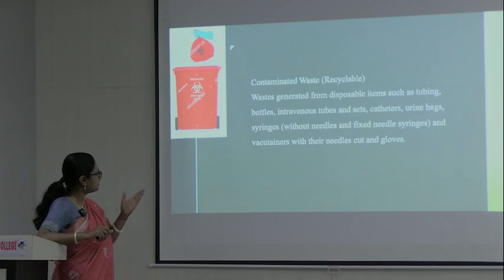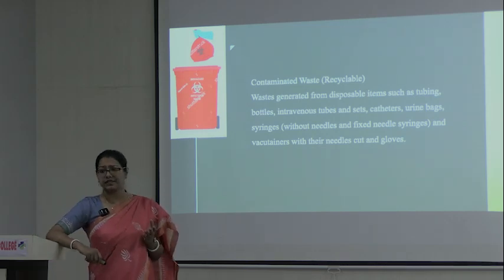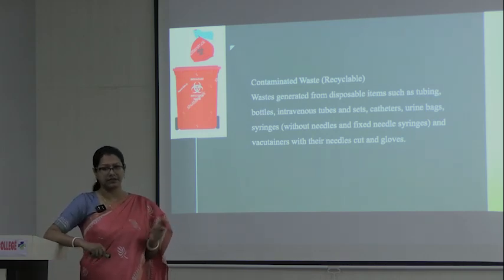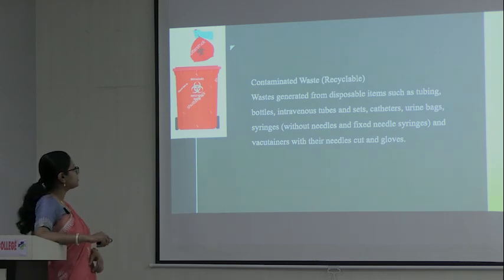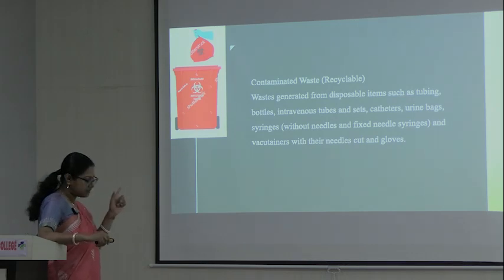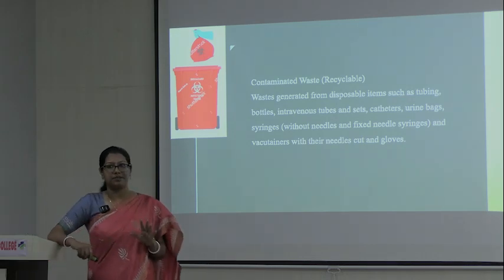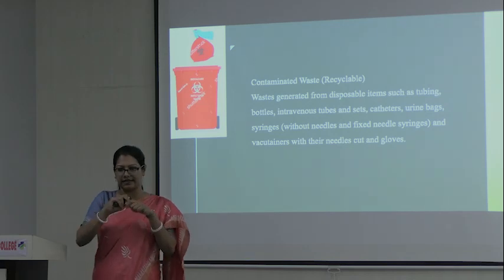So all these tubings, and then the urine catheter you have seen. That is also one tubing set. Then bottles, intravenous tubes and sets, catheters, urine bags, syringes but without the needles, without the sharp part. You have seen syringes, so we can detach the sharp part. Those syringes without the sharp part will go into the red container.